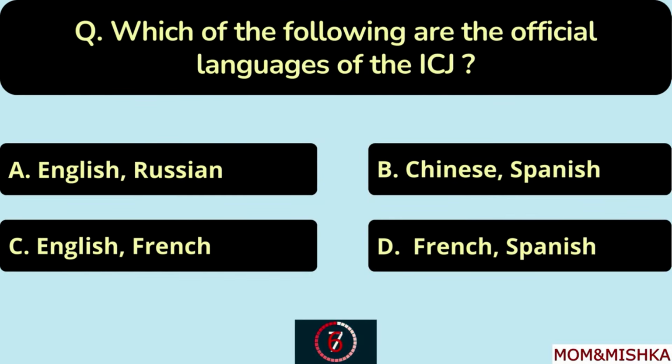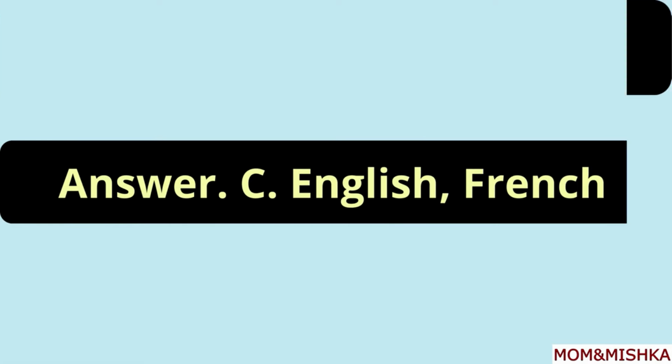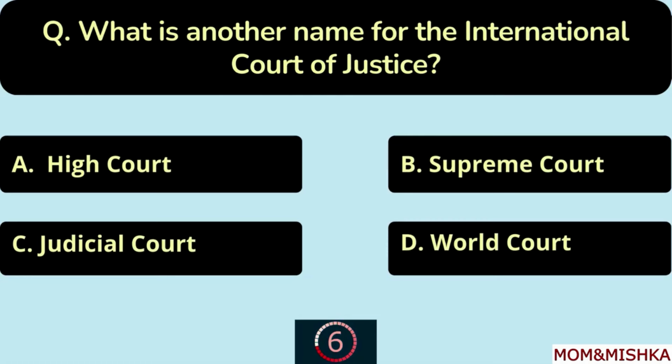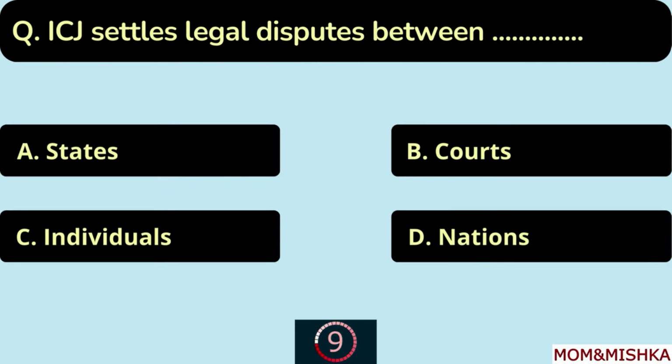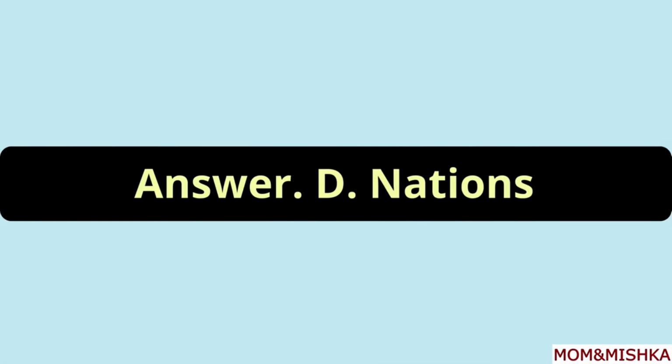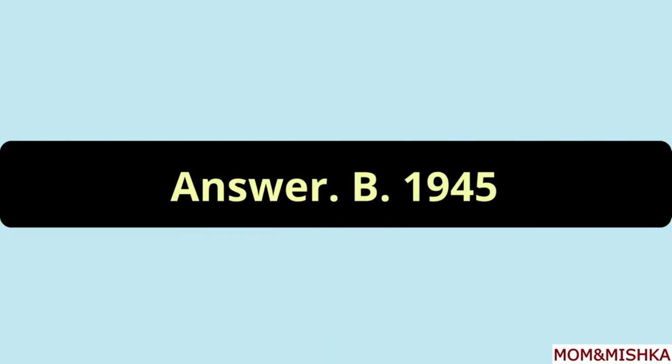Which of the following are the official languages of the ICJ? English and French, option C. What is another name for the International Court of Justice? It's the World Court, option D. The ICJ settles legal disputes between blank only. Between nations only, option D. In which year was the International Court of Justice established? In year 1945, option B.